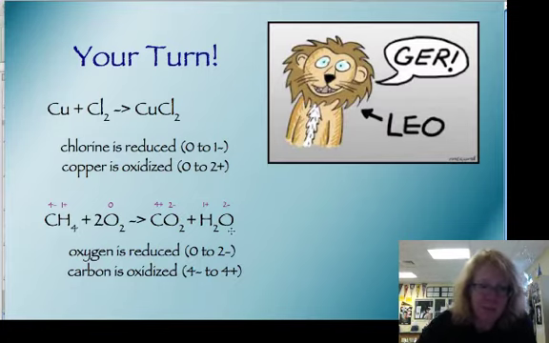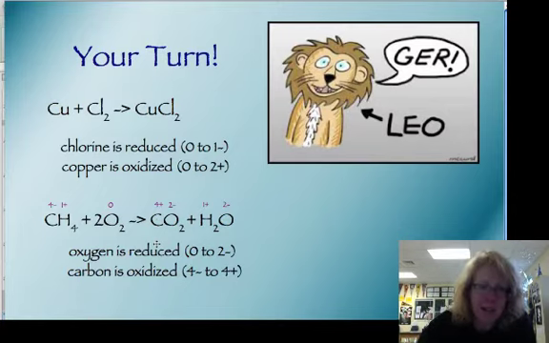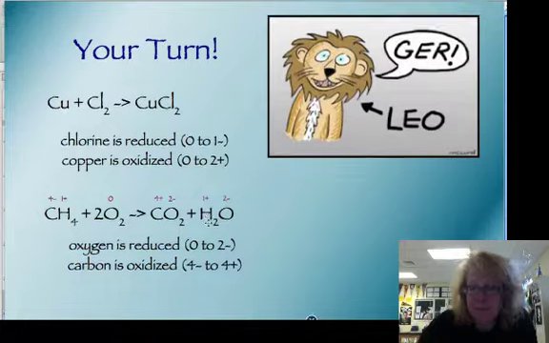That's the reduction reaction. Carbon, on the other hand, goes from a 4 minus on the left to a 4 plus on the right. It's increasing, therefore that's oxidation. So now you've got carbon is oxidized, oxygen is reduced, there's our redox. And hydrogen here is basically just observing. It's sort of a spectator in this particular case. It's a 1 plus on the left and it's a 1 plus on the right. So it isn't involved in that, and that's okay.